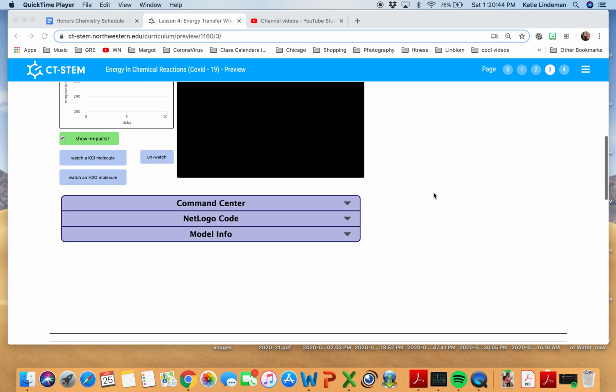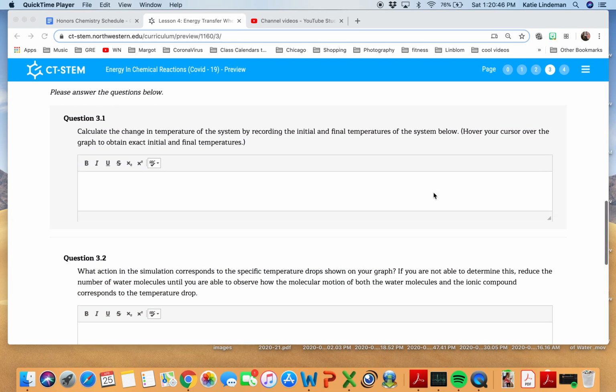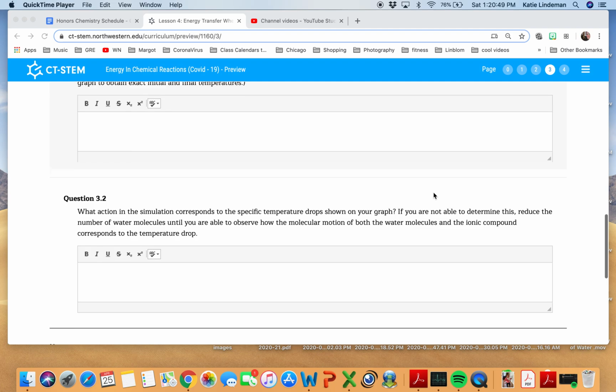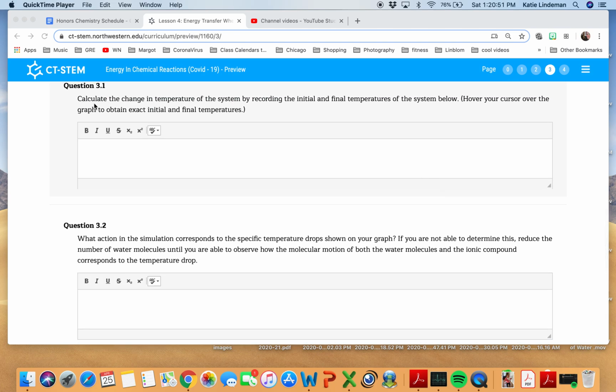So I want to scroll down just like before and read through the questions that I'm going to be answering before I start the simulation. The first question is, calculate the change in temperature of the system by recording the initial and final temperatures of the system below. When it says hover your cursor over the graph to obtain the exact initial and final temps. And then next, what action in the simulation corresponds to the specific temperature drops on your graph?